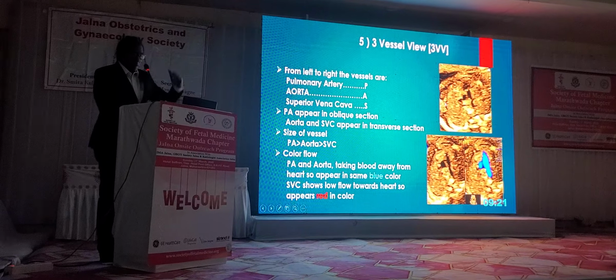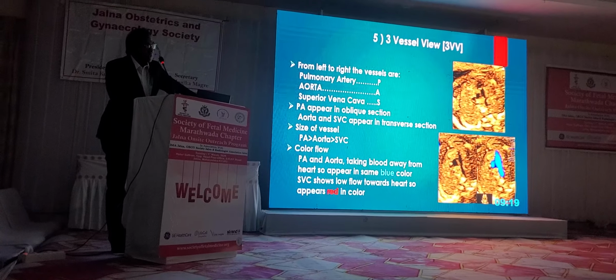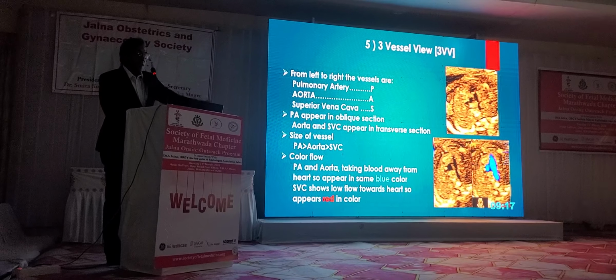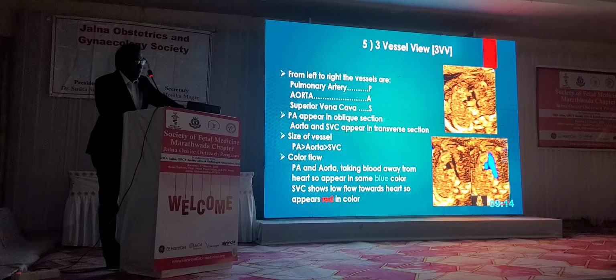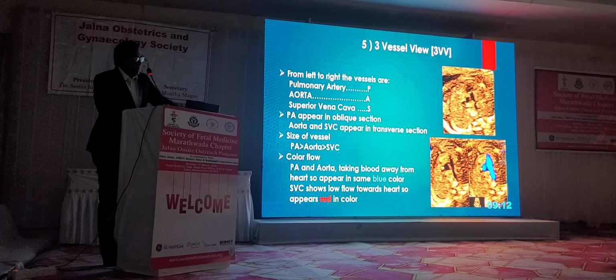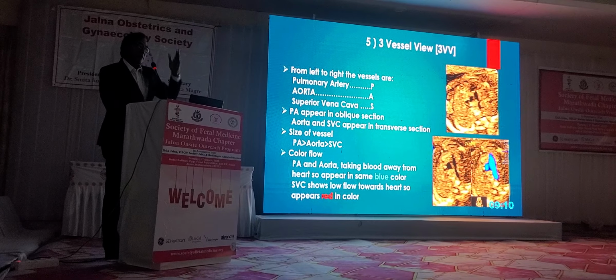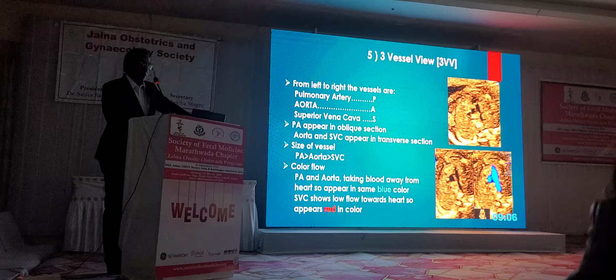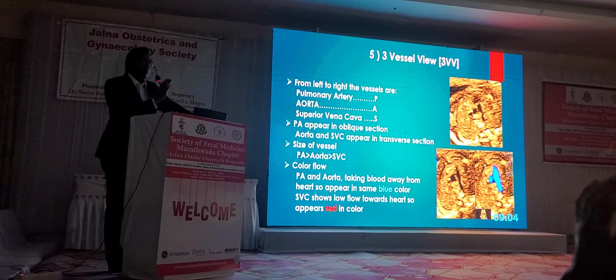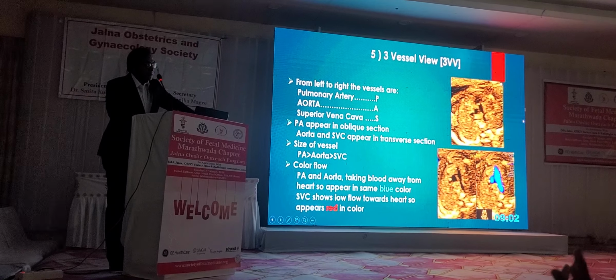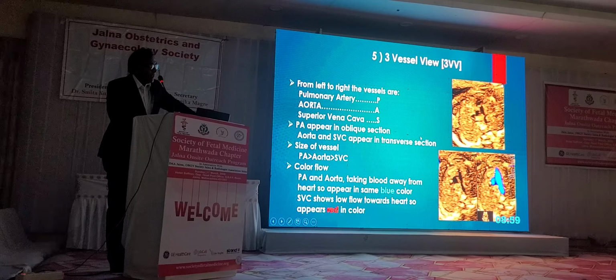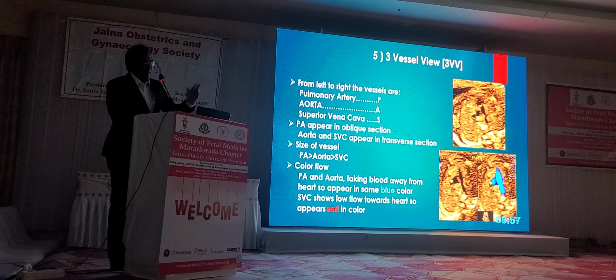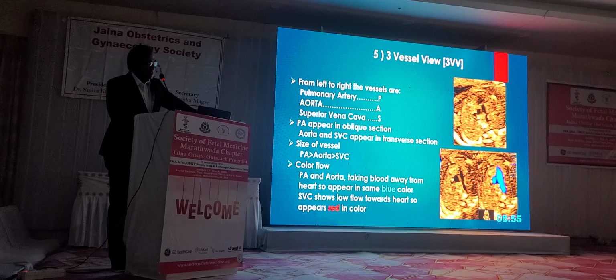Now coming further up, if you go, then we see the three vessel view. The three vessels are basically pulmonary artery, aorta, and superior vena cava from left to right. The pulmonary artery will be seen in longitudinal section, whereas the other two vessels are seen in transverse section, that is, a line and two dots. And the size of the vessels: the pulmonary artery is slightly larger than the aorta, and the SVC is the smallest.